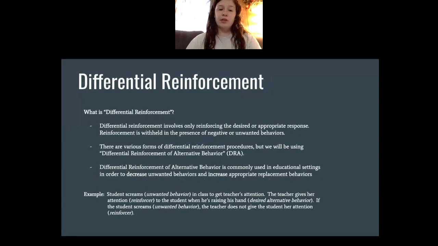Diving in a little further, differential reinforcement occurs when we only reinforce the desired behavior that we are wanting to see. So in an example here, we have a student who engages in screaming behavior. The student screams in class to get the teacher's attention. But what we are going to be doing is, as soon as the student raises their hand to request attention, that is the behavior that we are going to be reinforcing with our attention instead of the screaming behavior.